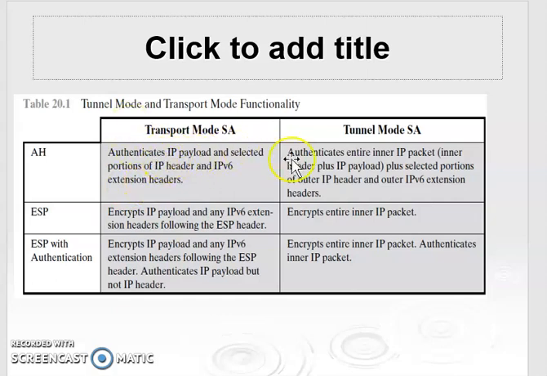So authenticate IP payload, the entire packet, when it comes over there, that is the tunnel mode which you are going to have. ESP encrypts only the IP payload, and in the tunnel mode it encrypts the entire IP packet. Encryption is being carried out. And ESP with authentication means what? Encrypt the IP payload along with authentication of the IP payload, but the IP header is not being authenticated. Now ESP with authentication in the tunnel mode means what? It encrypts the entire IP packet and authenticates the inner IP packet over the outer IP packet and the inner IP packet.